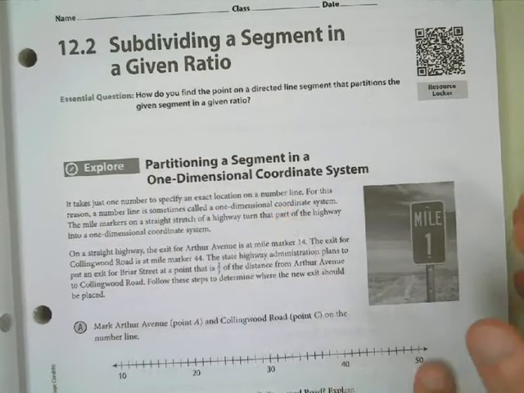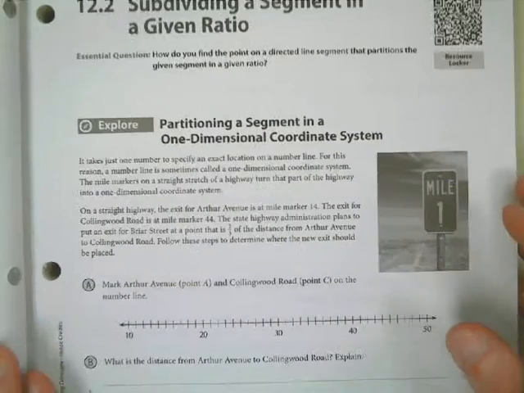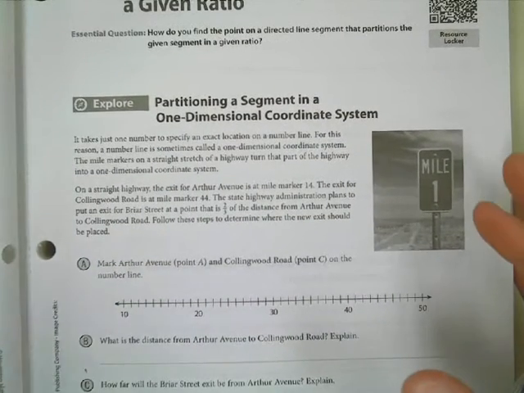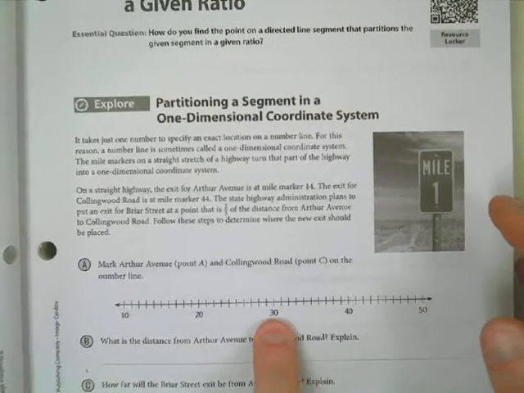So if we've got a number line here and I ask you to please find the coordinate of 30, you just need the one number to tell you that. We're going to be right here at point 30.